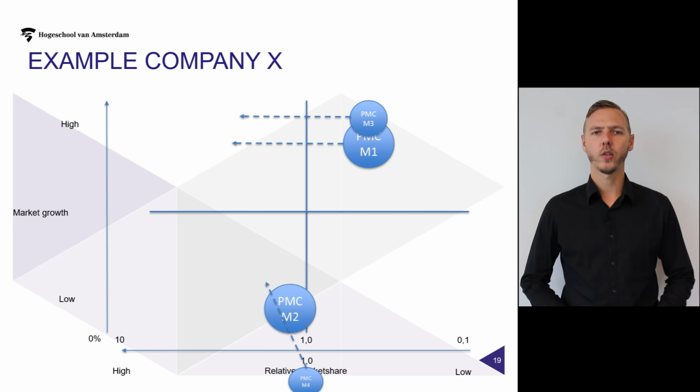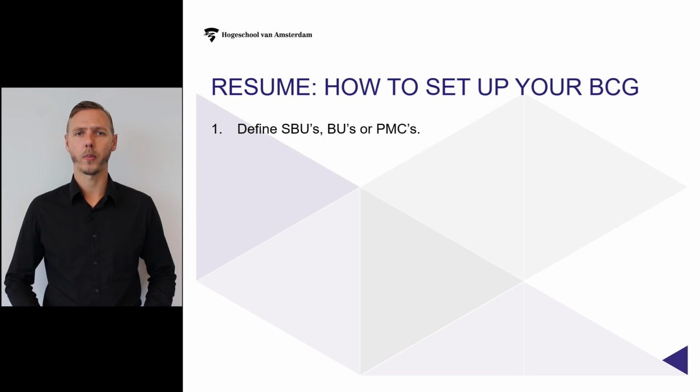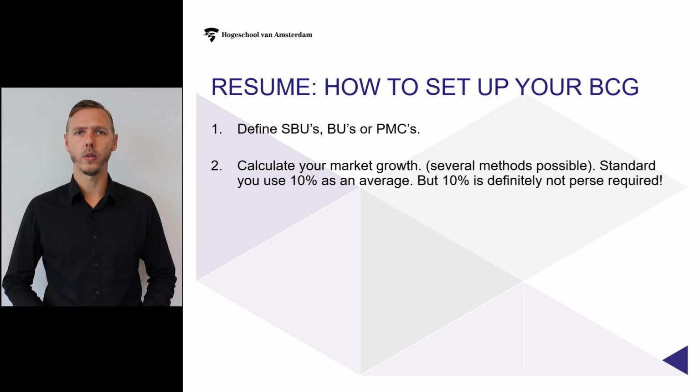How to set up your BCG? Define your strategical business units, your business units, or your product market combinations. Calculate your market growth. I've told you how to do so. There are several methods possible. Standard, you use 10% as an average, but 10% is absolutely not required or a holy figure, okay?